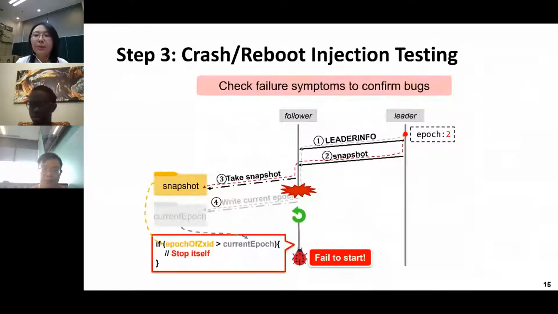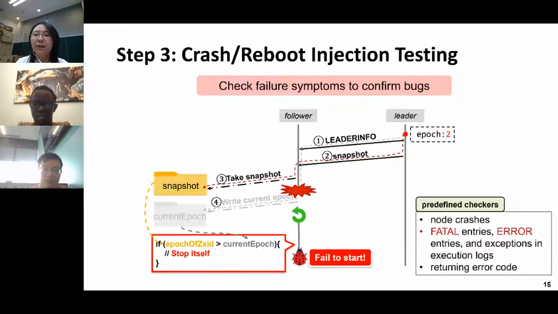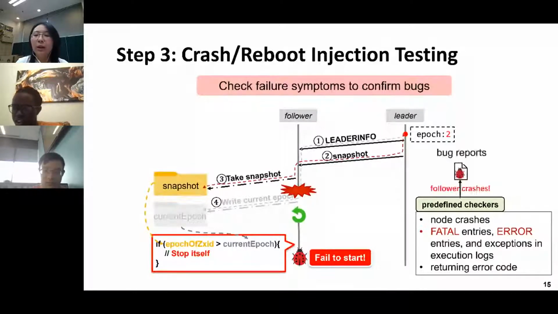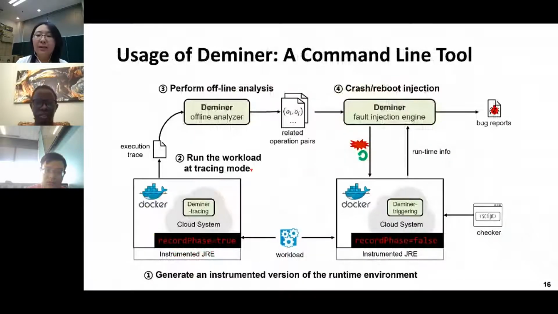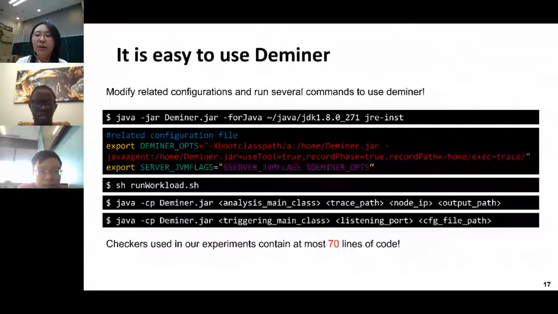Then dminer uses predefined checkers to check failure symptoms to confirm crash recovery bugs. Our predefined checkers check both general failures, such as node crashes, and operation-specific failures, such as returning an error code. If the current test fails to pass the checkers, dminer will generate a bug report. We implement our dminer approach as a command line tool, and it's easy to use. Testers only need to modify some related configurations and run several commands.